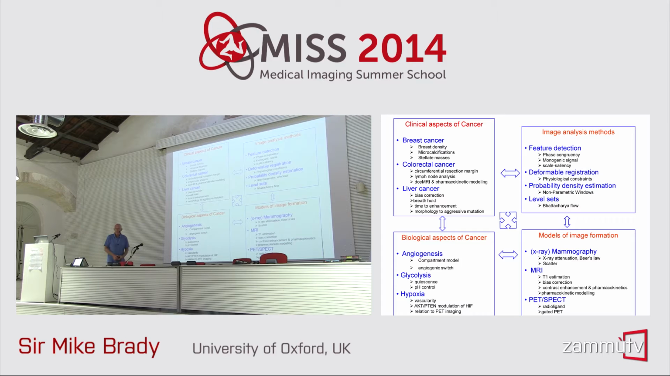And here are typical models that you'll get, the things actually that Julia was telling you about: feature detection, deformable registration, et cetera. But also we need to model various forms of image analysis. We need to wonder about what is in fact the nature of disease. We have to worry about the biological aspects of cancer in my case. And we need to worry about clinical aspects of cancer. These are all things we need to model, and in the two lectures I'm giving you, I'm going to cover the things which are in red. I'm only going to give you a tiny, tiny sample of what you can do.